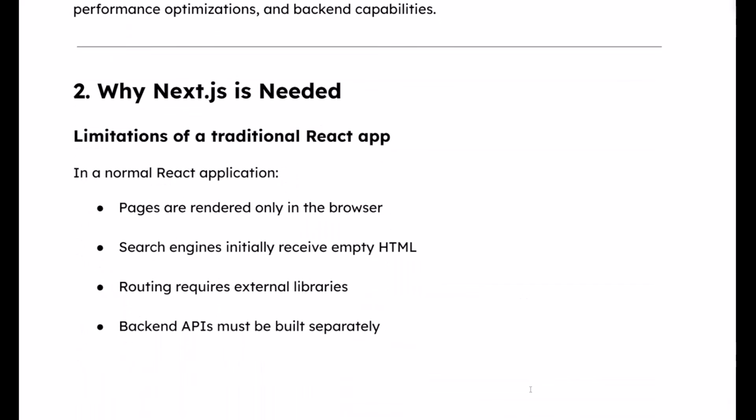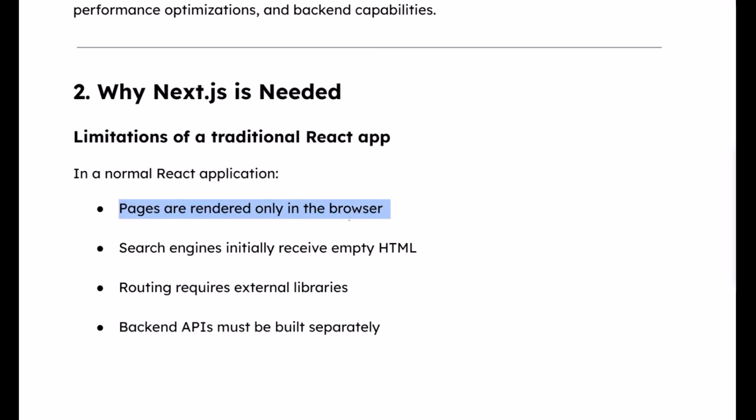Fine. So why is Next.js needed? What were the limitations with React.js which we are commonly using? The problem with the React app was that the pages are rendered only in the browser, and the search engine initially receives empty HTML. Basically, in a client side React app, the server sends minimal HTML without the content, and the UI is rendered later using JavaScript. So the search engine initially receives the empty HTML.